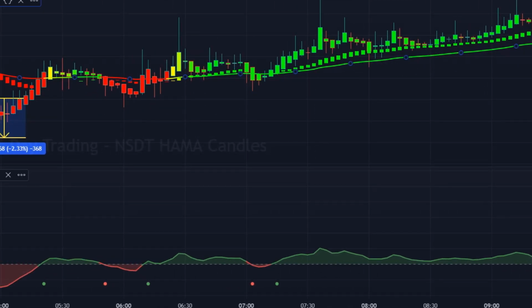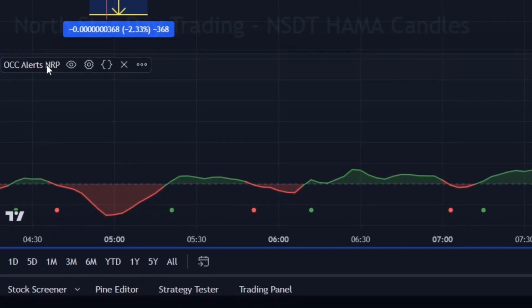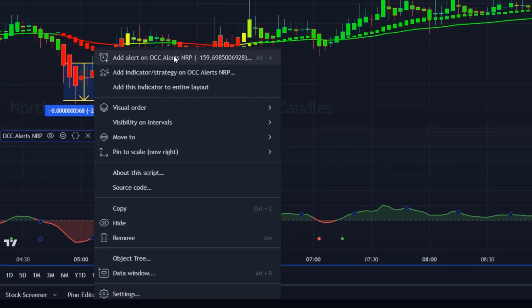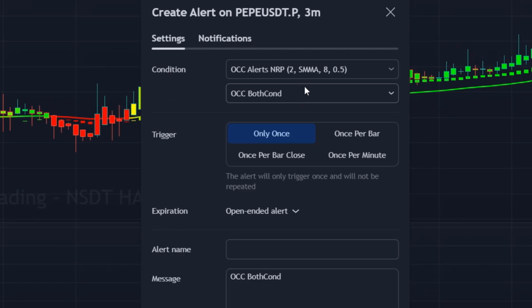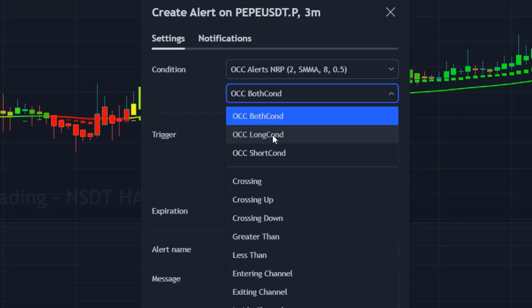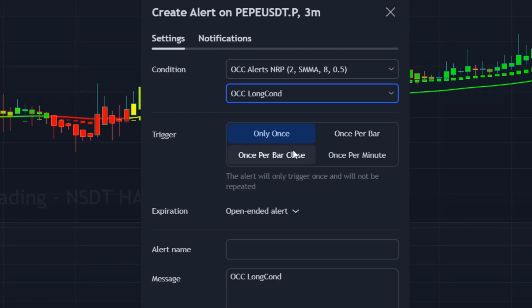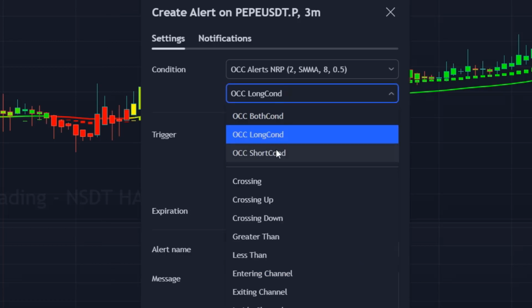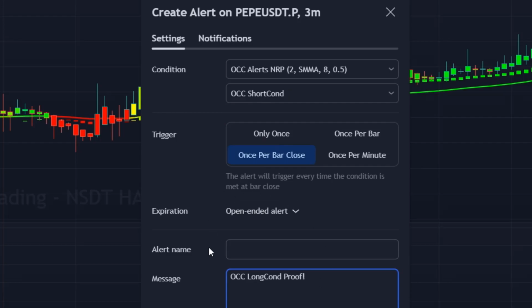That's it for now. How do we proceed? We use the OCC alert NRP's alerts, and we click on the 3 dots, then on add alert, and then we want to have something. We want an OCC long condition and always per bar close. Then every time a green dot appears, we get an alert, which means OCC long condition. You can write in what you want here, but you need to prove it before open trade. You do the same thing with the short condition, and then you know whether you're long or short.